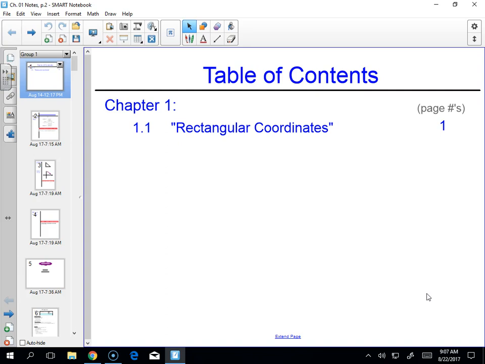Some people choose to be really creative and they have their color pens and they do all this color coding for their table of contents. It's up to you. It depends on your personality. If you just want to do pencil, table of contents, get it down, it's fine. But I do want table of contents.